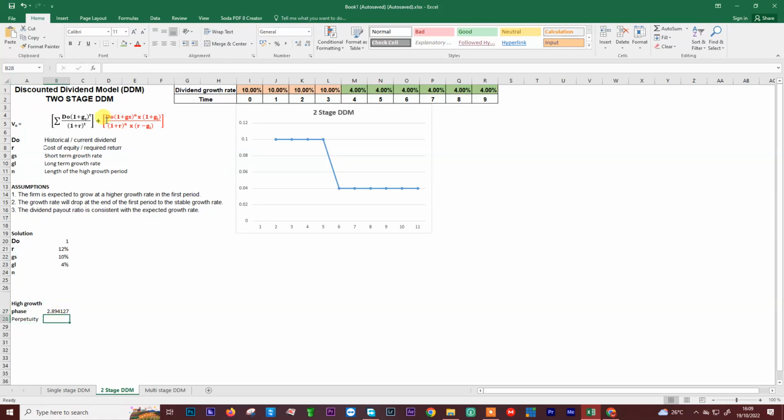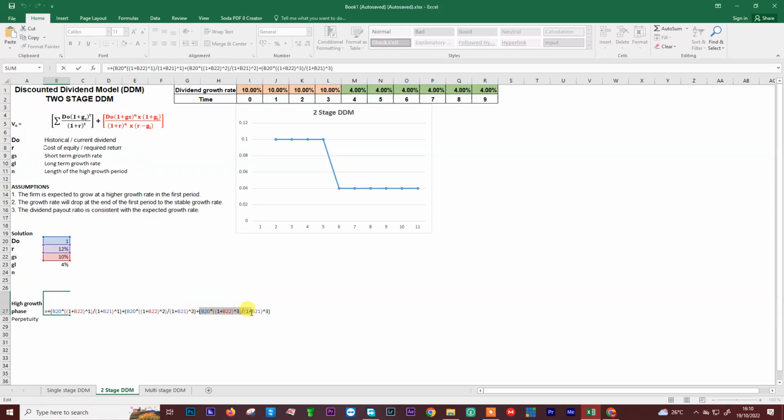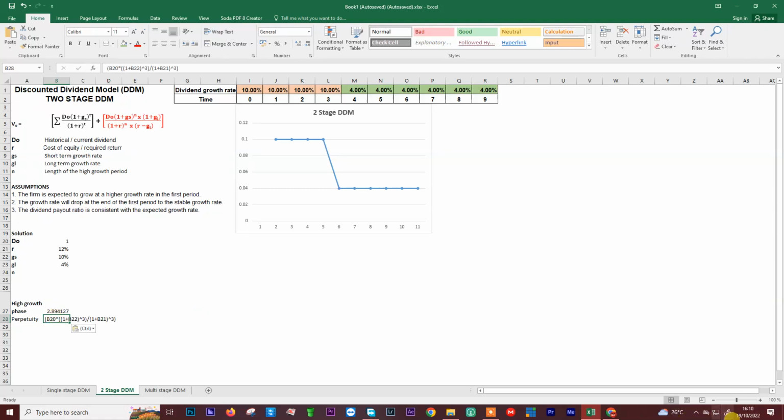Perpetuity. Now we're going to work out this part over here. So it's going to be plus D naught times 1 plus growth rate in the short term, the last period. Instead of rewriting it again, we can just pick the last period over here. Double click, we copy this part over here, power 3. Copy, then we insert it. We just place it here, Control V, like that.